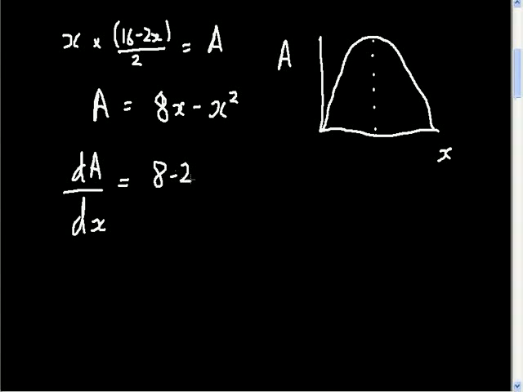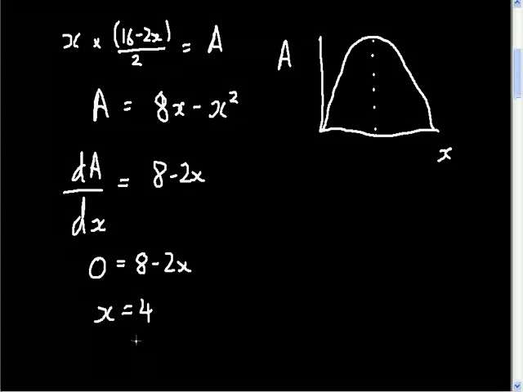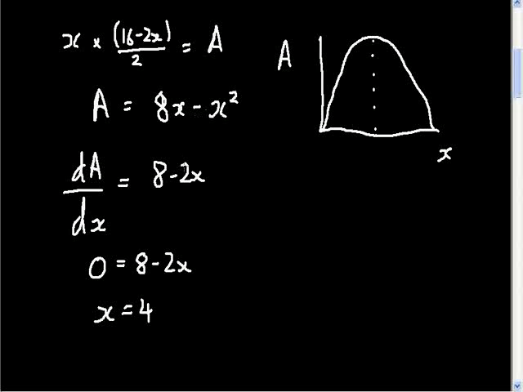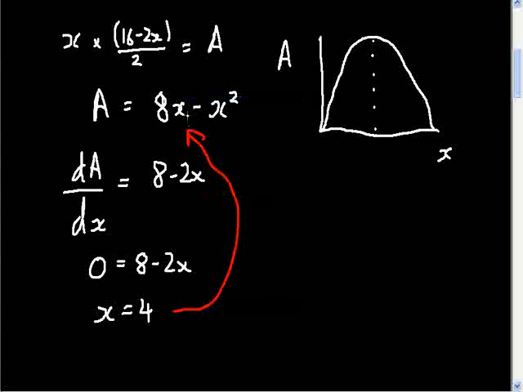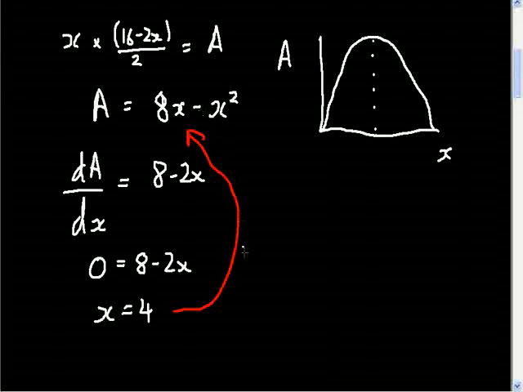So that's 8 minus 2x, and at my stationary point the gradient is equal to 0. Therefore x is equal to 4. When x is equal to 4, that's when I have the largest area. I don't substitute into this, I substitute it into the area equation. If I substitute x equals 4, I get 32 minus 16, which is 16 meters squared, and that's the largest area that I could get.